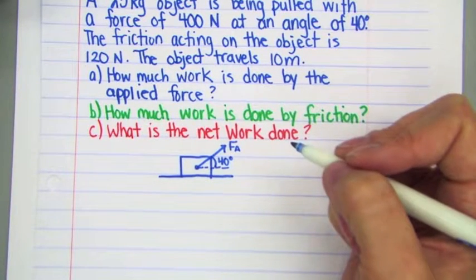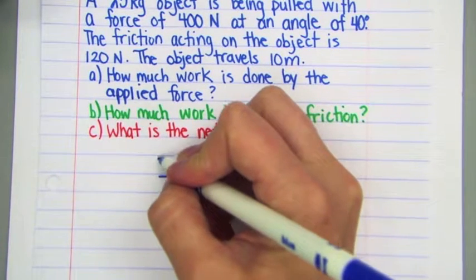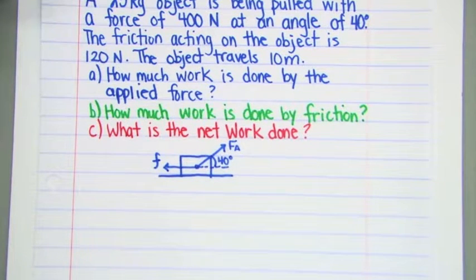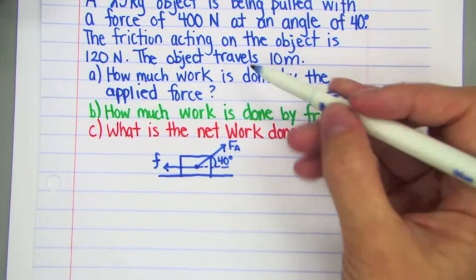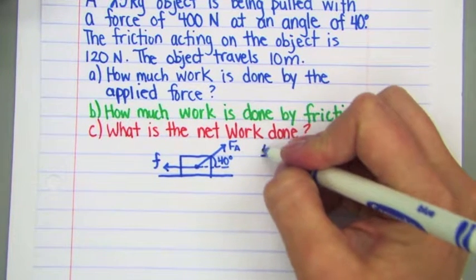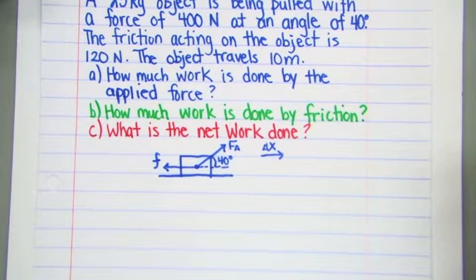Friction is not on an angle because the surface is flat. The friction deals with the actual surfaces that the object is coming in contact with. Okay, so therefore the angle does not apply to the force of friction. The object, we know, is traveling some delta x, right? And it's traveling forward.